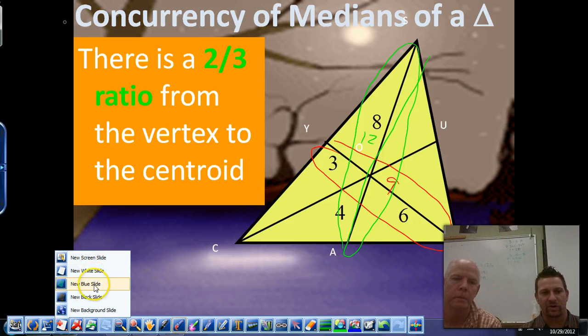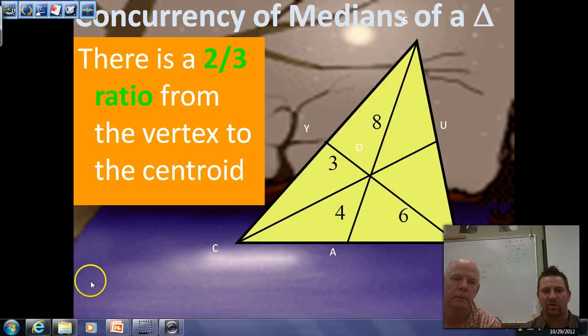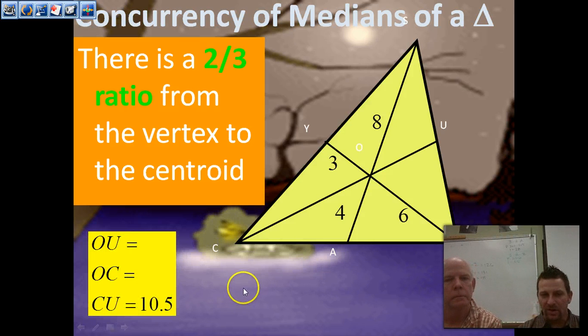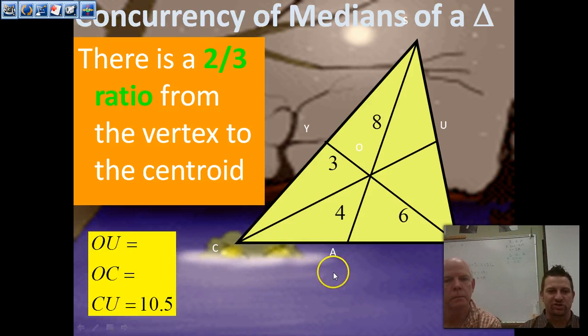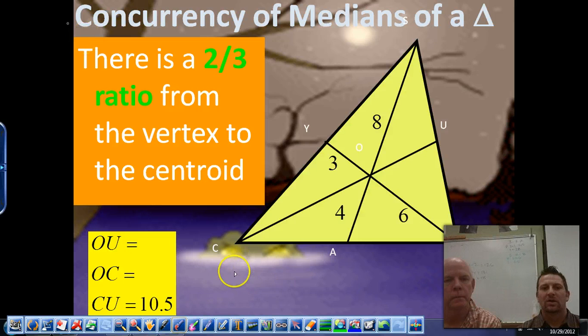Okay, so let's go a little bit further here and really have some fun with that last part about that third. So let's say now that we want to look at OU, OC, and CU. Okay, so they're giving us the fact that CU is 10.5. So if I come over here, I like to lay things out. So from here all the way over to here, they're now telling me that that distance is 10.5. Okay, so remember, that is the 2/3 piece and the 1/3 piece put together. So if we want to break that down into thirds, so that way we can figure out our two pieces, what are we going to have to do here?